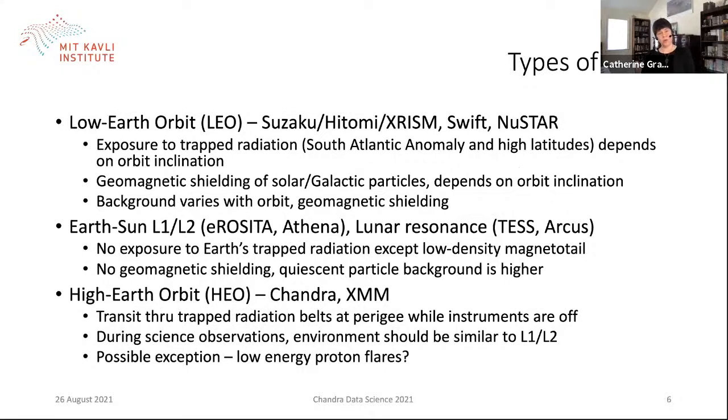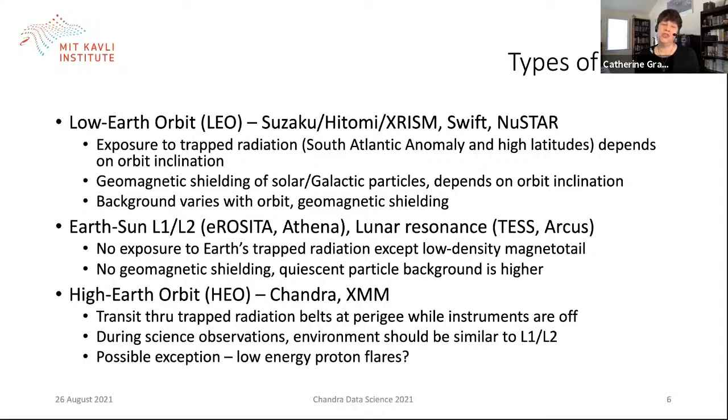So orbit obviously matters. You can group orbits into three types. There's low Earth orbit, so things like Suzaku, Swift, or NuSTAR. These orbits have exposure to the trapped radiation, like the South Atlantic Anomaly and at high polar latitudes, and how much that matters depends on your orbit inclination.